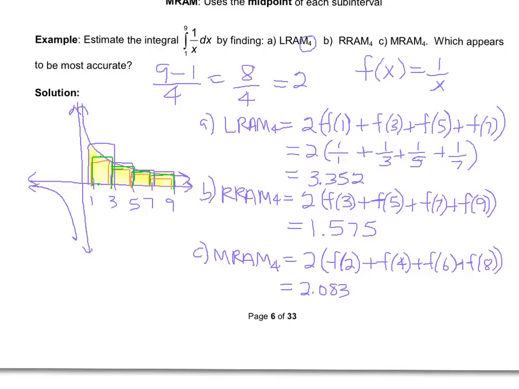For each of those, the green ones, there's a little bit that's under the curve and there's a little bit that's over the curve. So as far as being the most accurate approximation, MRAM is almost always going to do it for you. It's just, it's got a little bit above and a little bit below. So there you go.